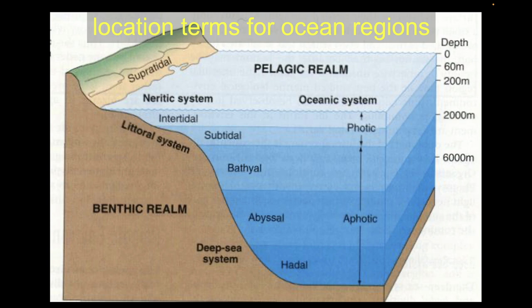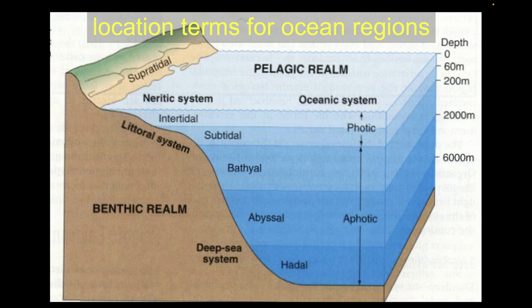Okay, once we drop below that light penetrating zone, we get into the aphotic or the non-light zone. Now, just because I say aphotic doesn't mean it's pitch black all the time. There's lots of bioluminescence, life-generated light, but it's not the kind of light that we would use for photosynthesis.